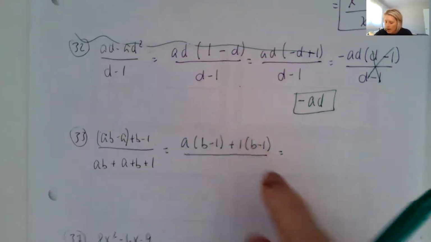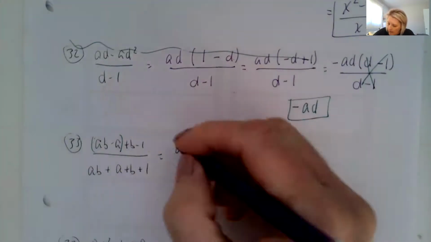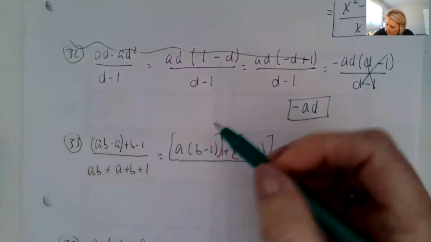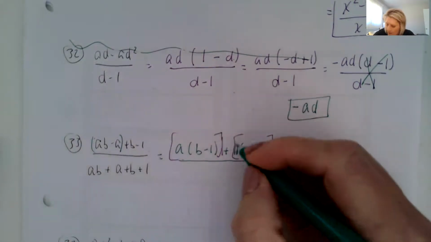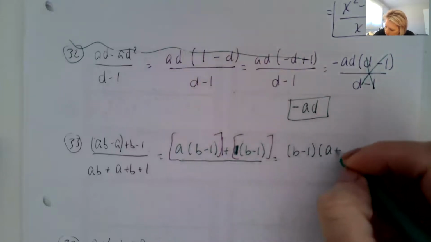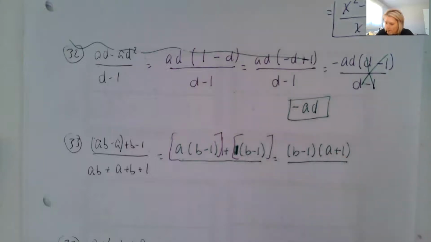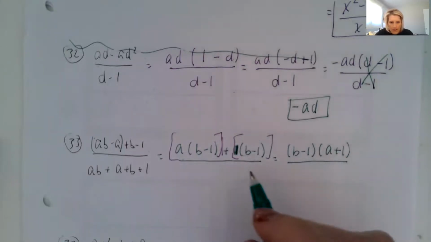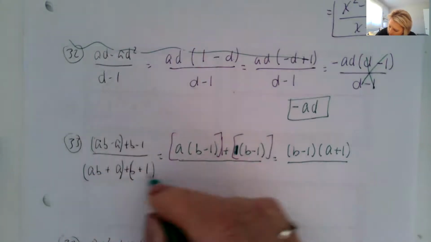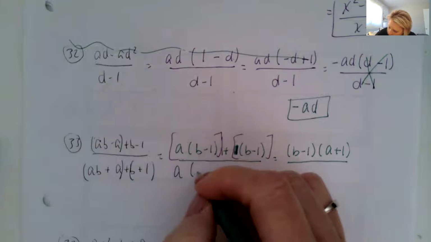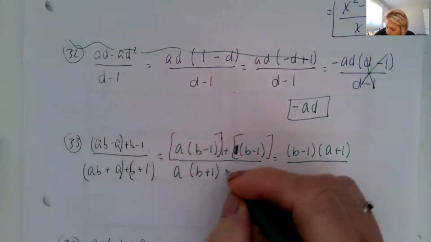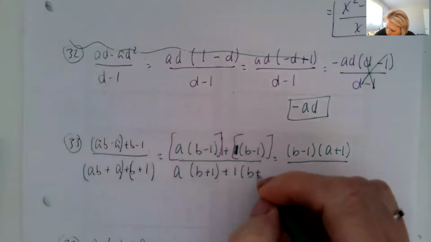So now we can pull out what's in common between this group and this group. And what is in common here is the B minus 1. So we have a B minus 1 times an A plus 1. Okay, now in the denominator, we have the grouping again. So I'm going to group them like this. And so again, we have an A in common, and then we have a B plus 1 left over. And then B plus 1 only has a 1 in common again. And we have a B plus 1 left over.